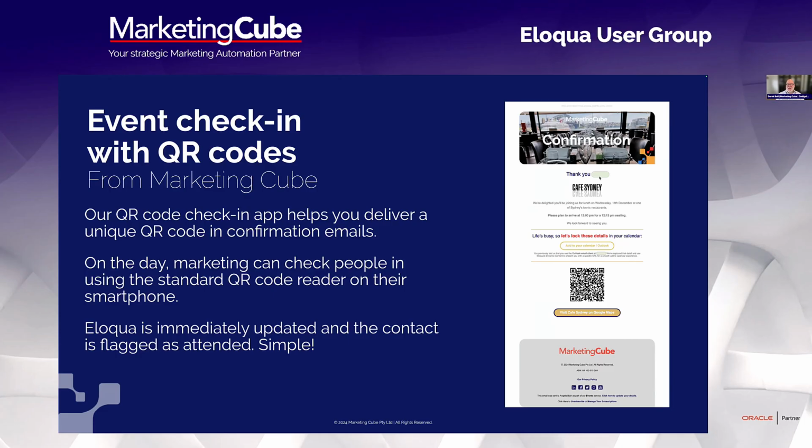So when they arrive at the event, in this case Cafe Sydney in Sydney, I grab my smartphone and the QR code reader, and I scan. No special app on the phone, by the way, just the standard out-of-the-box Apple or Samsung QR code reader. Scan it, and that does some magic in the background and immediately notifies Eloqua that the person has checked in.